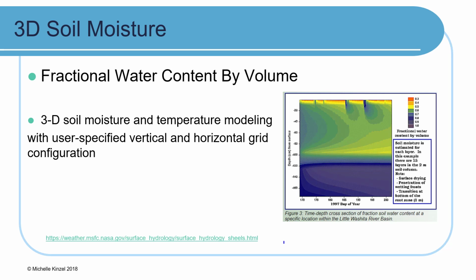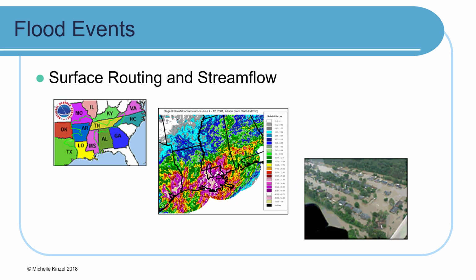Here's an example of estimating the fractional water content by volume. You can see this is a three-dimensional profile showing moisture and temperature modeling, and it has vertical and horizontal grid configuration. So soil moisture is estimated for each layer below the surface. And this is useful for looking at different aspects of hydrology and agriculture, among others.